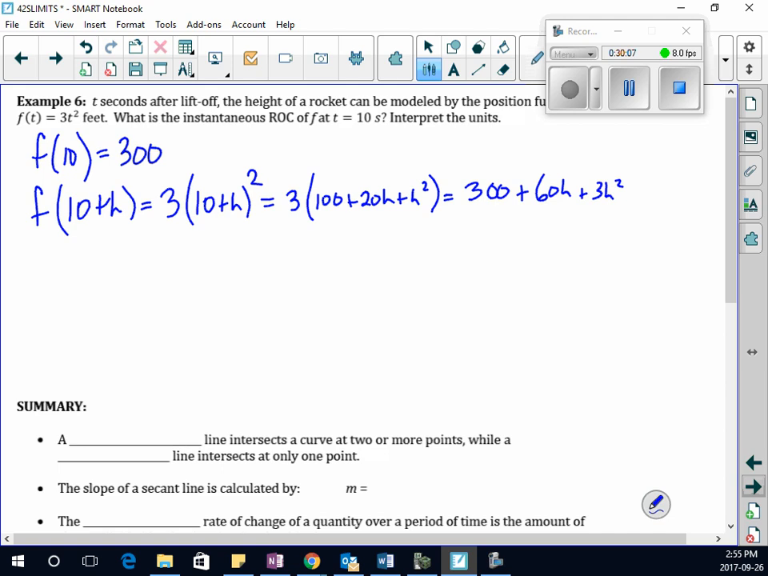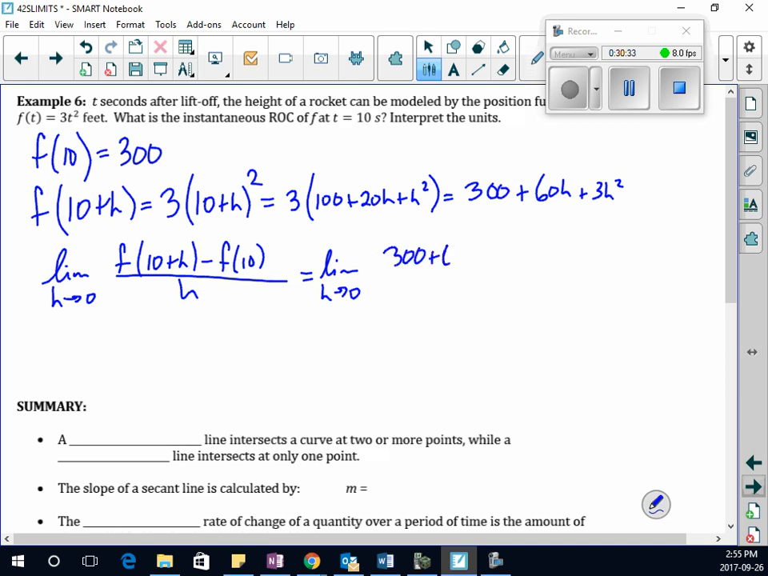Does everybody see that? So I'm doing the limit as h goes to 0 of f of 10 plus h minus f of 10 divided by h. But I've already figured out what those things are, okay? So the limit as h goes to 0, f of 10 plus h was 300 plus 60h plus 3h squared. Subtract 300. All divided by h. Do you see the 300s now cancel and I can factor out an h?